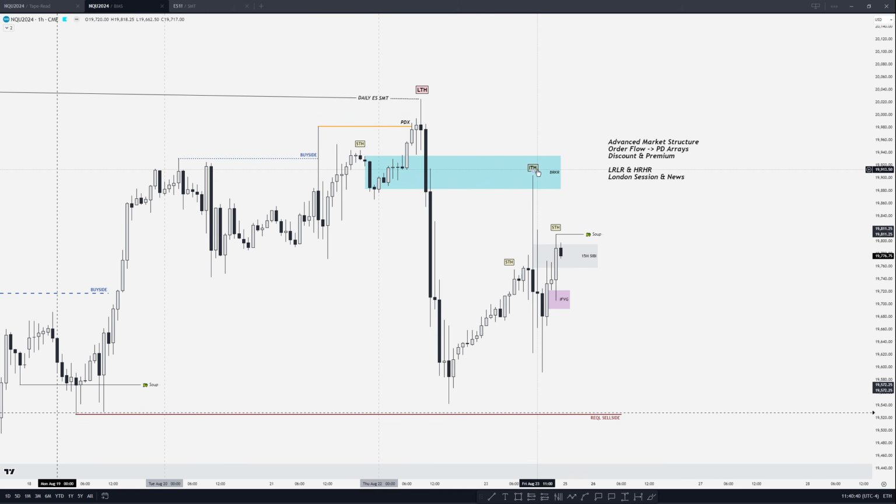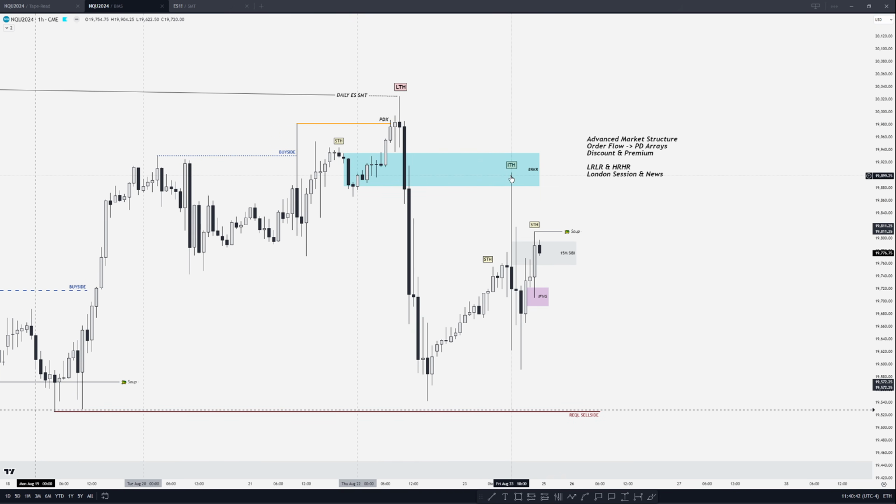Okay, intermediate-term highs are going to be when we have a short-term high to the right and left of something, and preferably if it's a rebalancing and inefficiency. So if we rebalance an inefficiency and then create a short-term high after that, normally that's going to be an intermediate-term high.